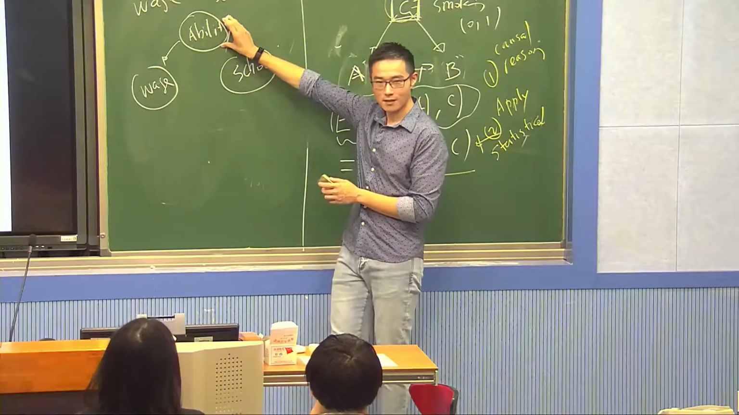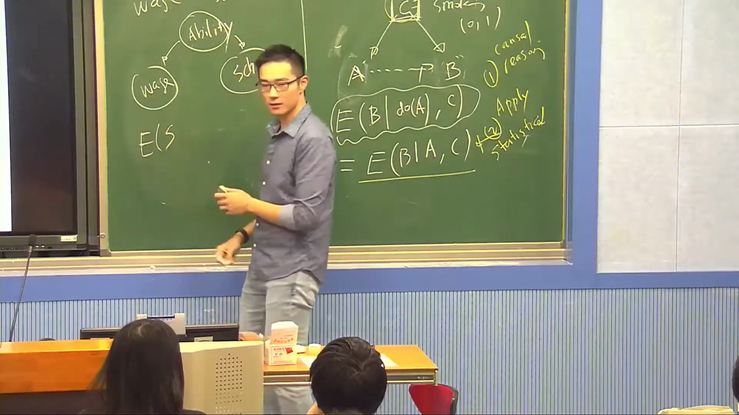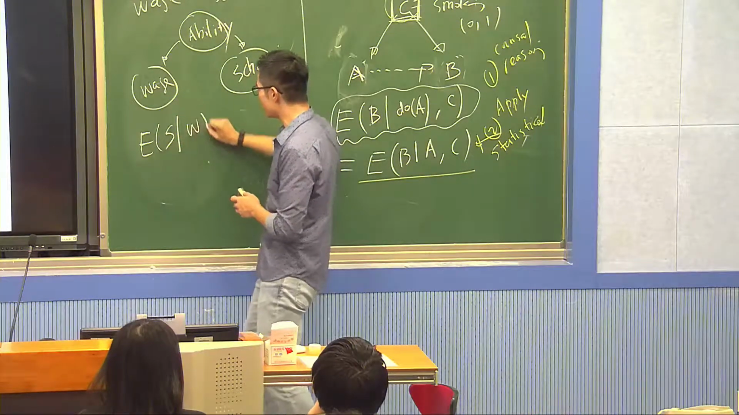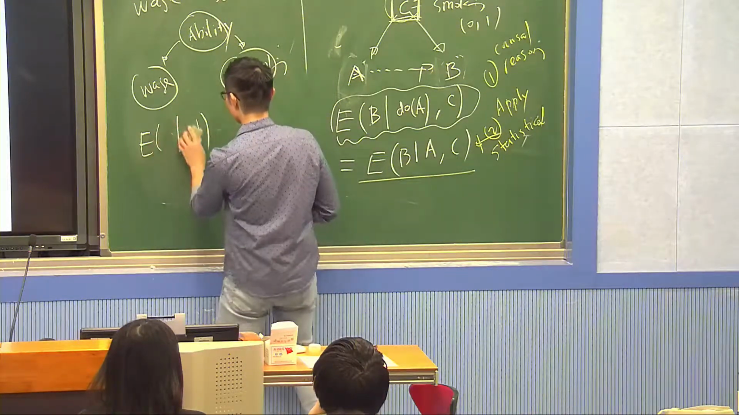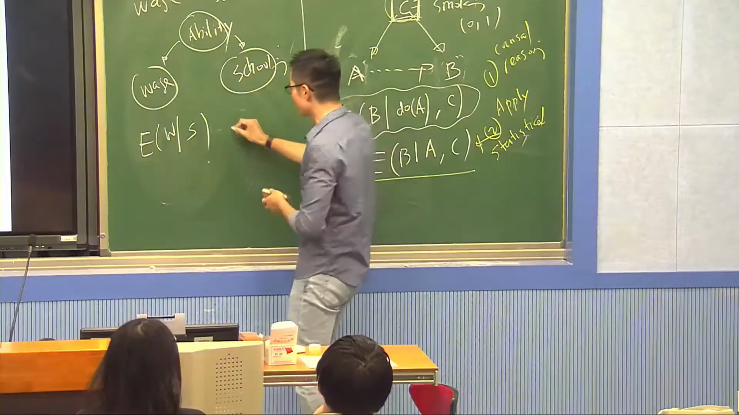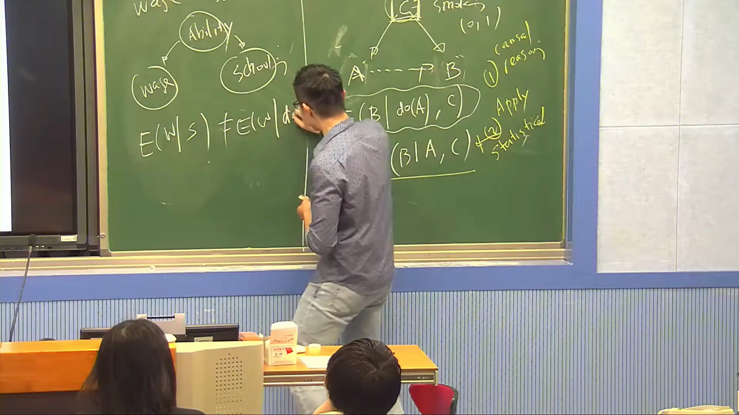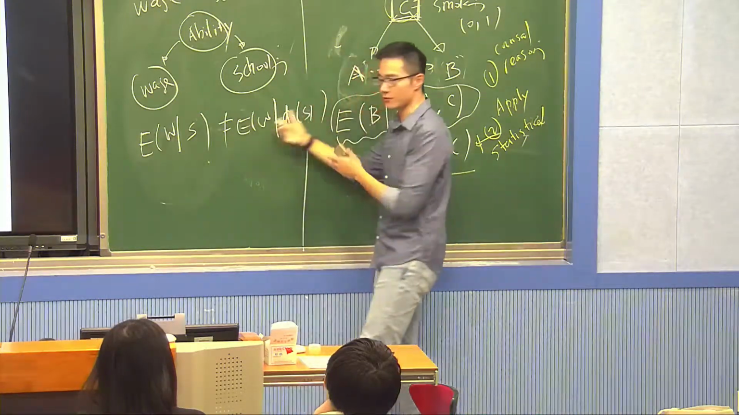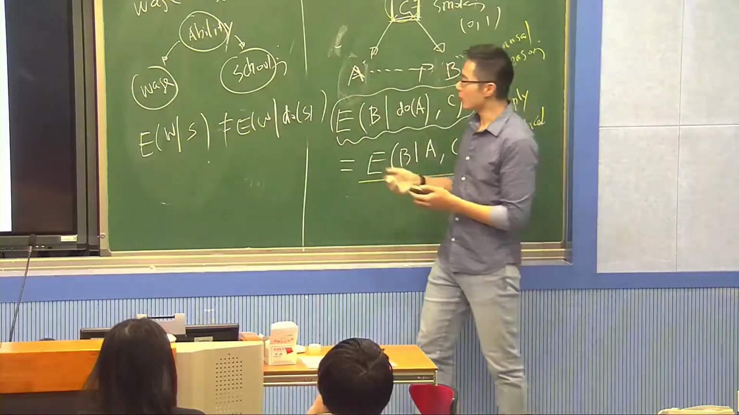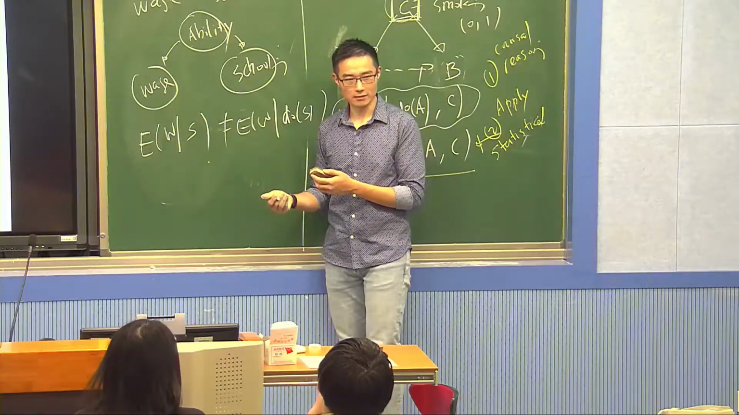This ability. Okay, so E[wage given schooling], which is the correlation between wage and schooling, is not equal to E[wage given do(S)], which means the causal effect of S on wage. So how do I turn the causal into statistical? How do I do that?